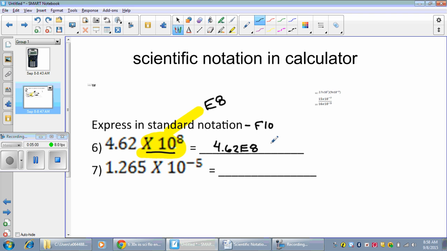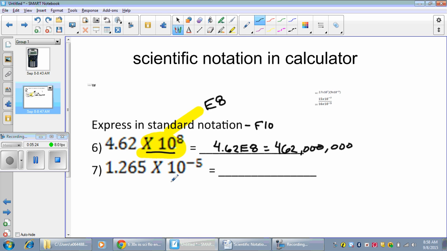So when I type that in the calculator, 4.62, and this you'd probably want to have either in scientific notation or float, just depending on how long you want the number to be, E8, and I get a really big number. 4, 6, 2, then 1, 2, 3 zeros, 1, 2, 3 zeros again. This is really obnoxious. This is why we like to have it in scientific notation.